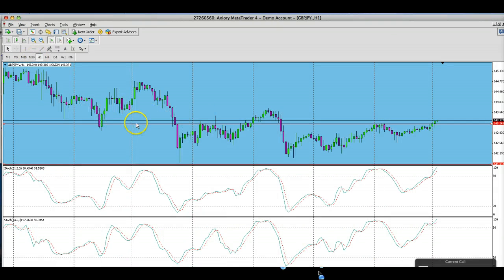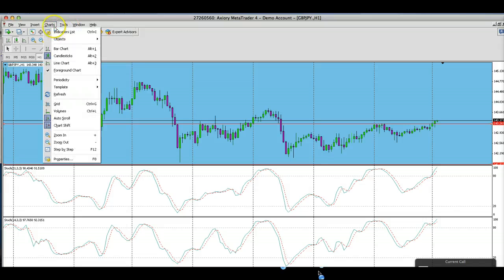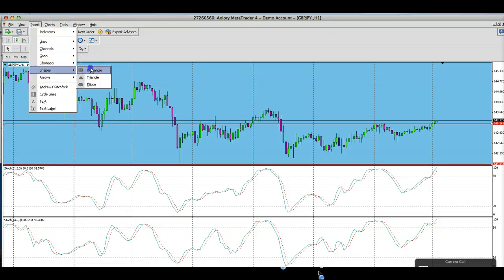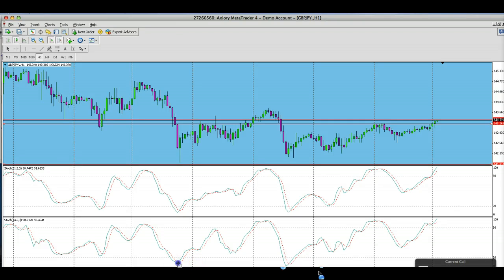See this 1 hour chart? This is the highlighted area on the daily chart telling me to just go long when the market finds support. So this is what I do. I've got my stochastics indicators. Look here, right? Oversold, right?